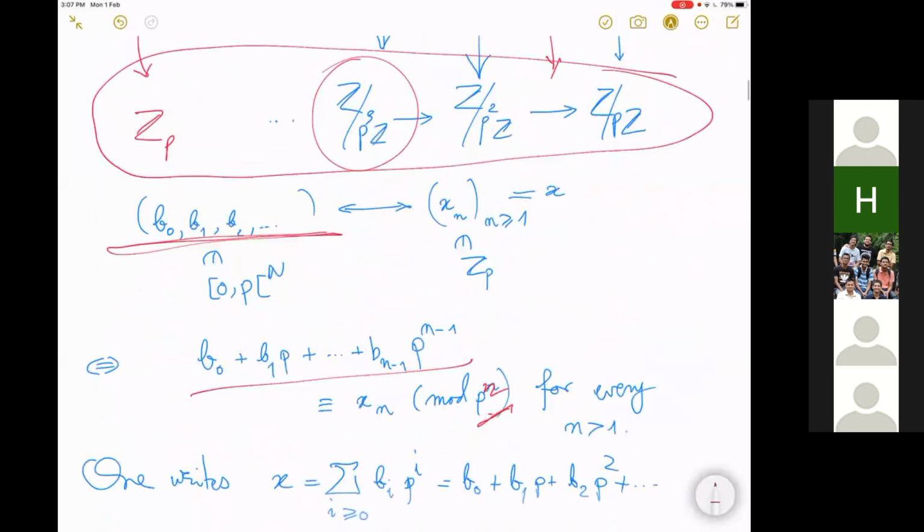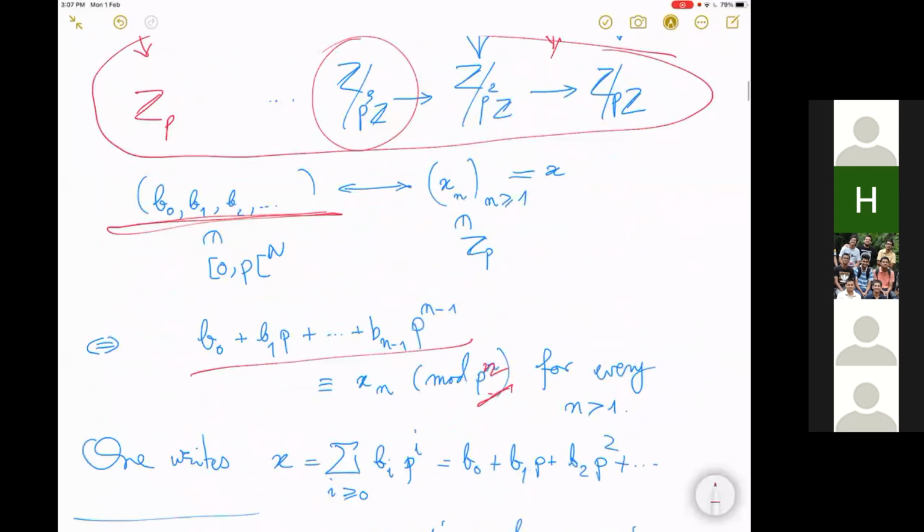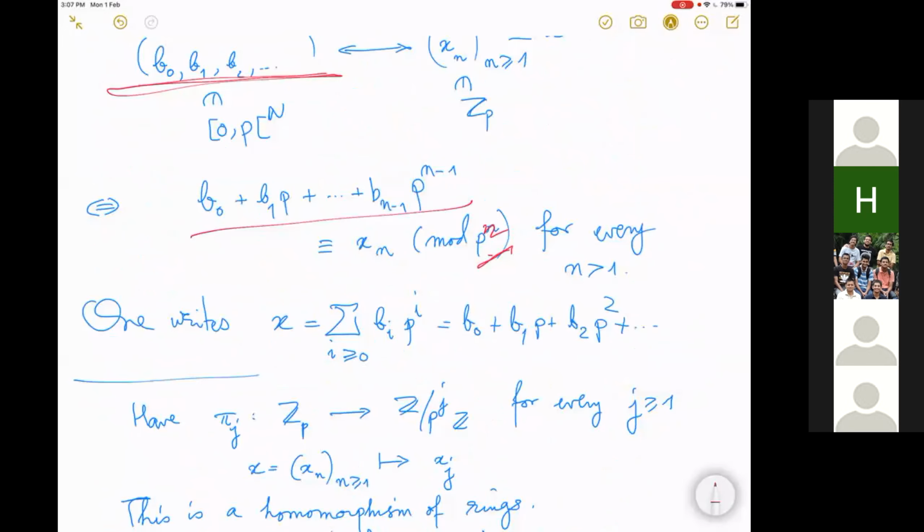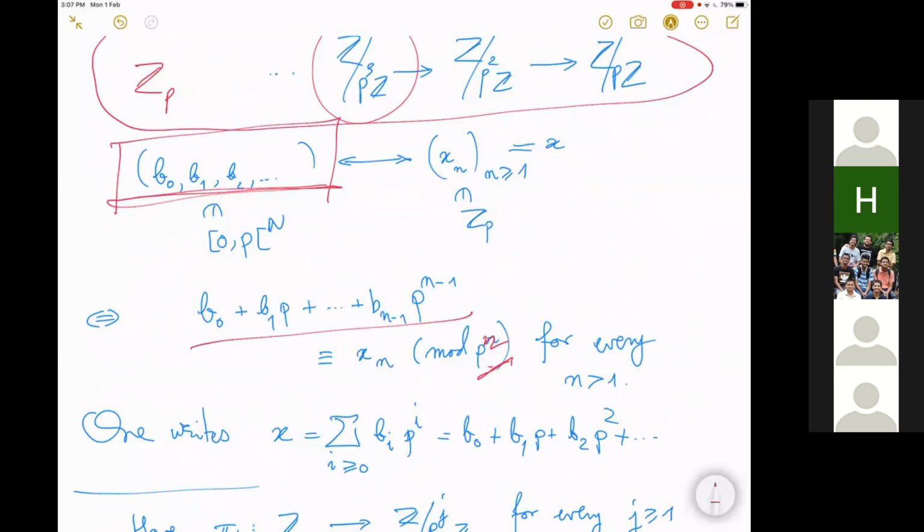So that's another way of understanding what a p-adic integer is. You can just think of it as an infinite sequence of digits, or you can just think of it as a formal expression B0 plus B1p plus B2p squared, and so on, where these bi's are in 0 to p minus 1.